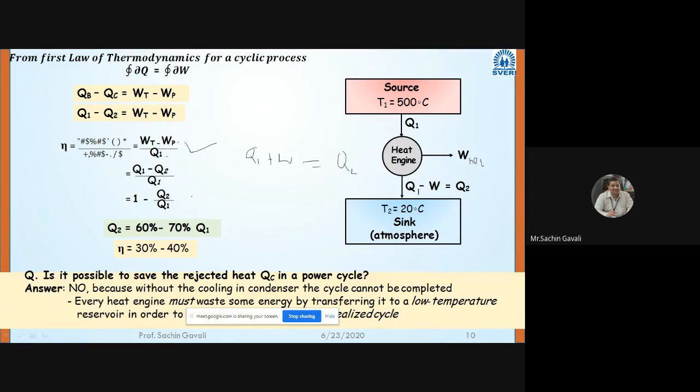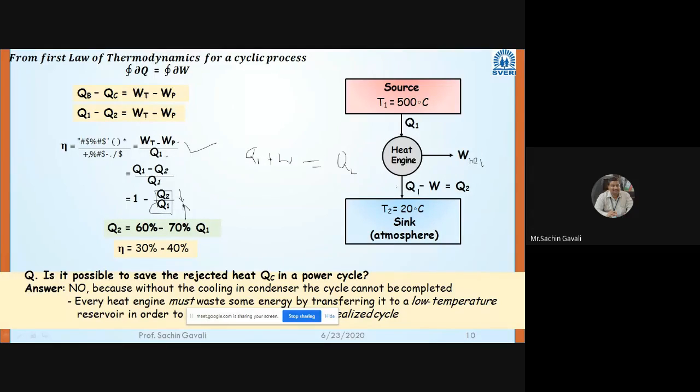Efficiency will not always be 100% for a heat engine, because it is 1 minus Q2 upon Q1, rejected heat divided by supplied heat. Therefore Q2 upon Q1 has some value, so efficiency will never be 100% or 1. It is always less than 1 or 100%. But to have the maximum efficiency, the heat rejected should be as low as possible, and the heat supplied to the heat engine should be as high as possible.